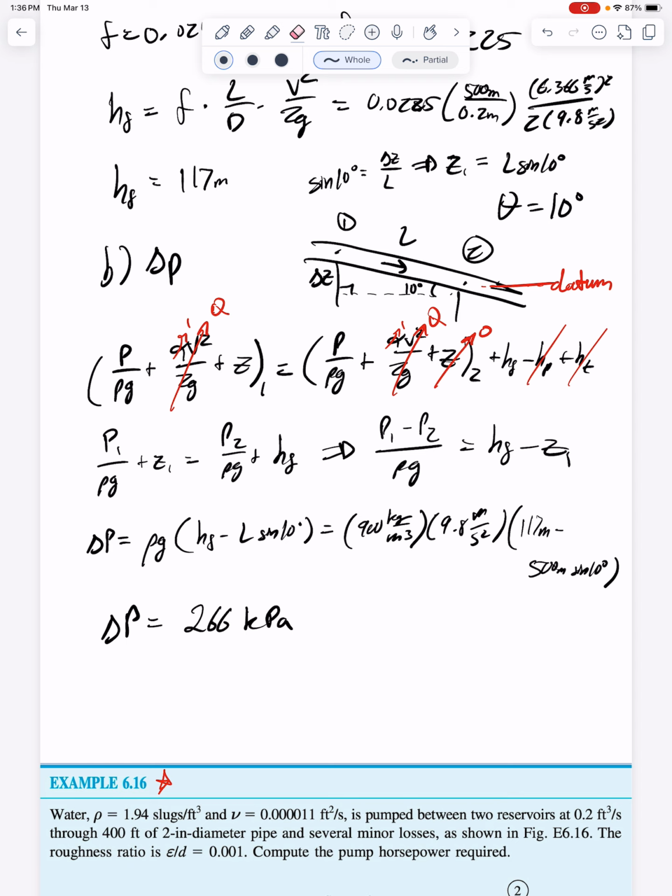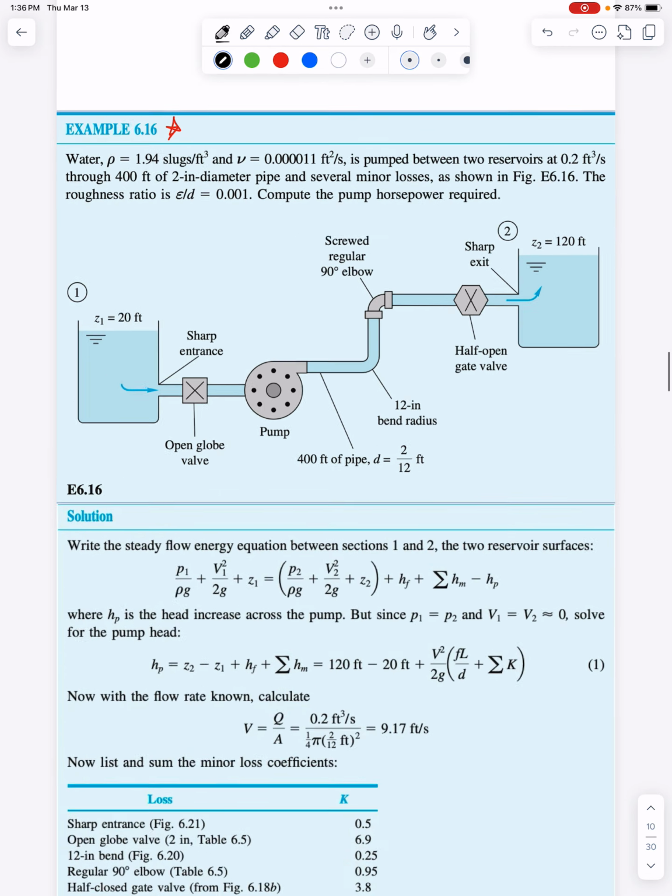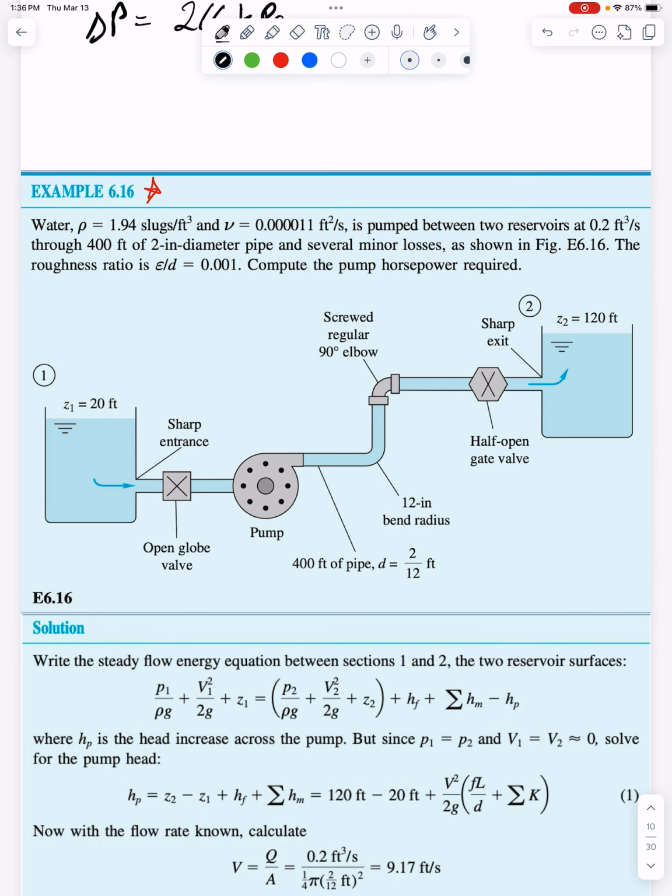Okay. If there are no more questions, let's go to the next problem. This next problem: basically, we have water of these properties flowing through a reservoir.